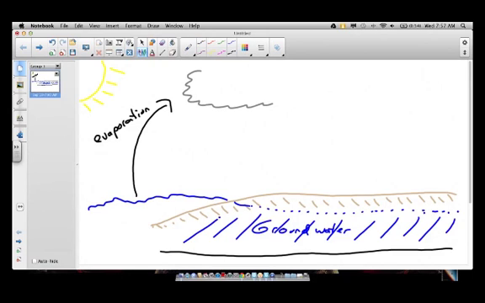After water is evaporated and goes into the atmosphere, eventually it will condense. And so I'll draw a cloud up here to represent condensation, or water that has changed form from a gaseous state into a liquid state again. But water doesn't condense just on its own. It won't condense in the air unless it's got something to condense on. And we call that a condensation nuclei.